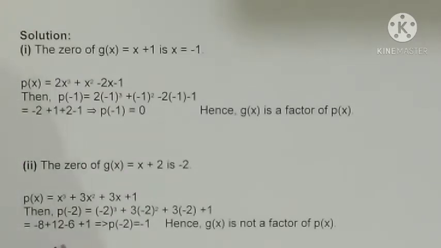That means it will get cancelled. What gets cancelled here? Minus 8, minus 6 and 12 and 1. Minus 8 minus 6 means minus 14, and 12 plus 1 is equal to 13. So what is the answer here? The answer is minus 1. Here the minus sign is there. The answer is minus 1. Hence g of x is not a factor of p of x.